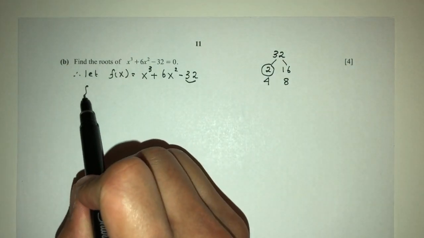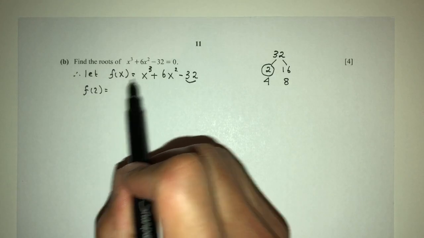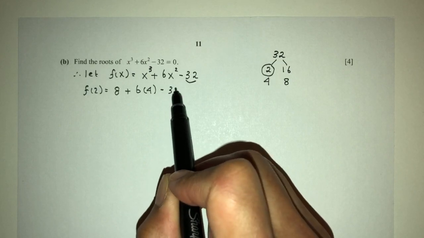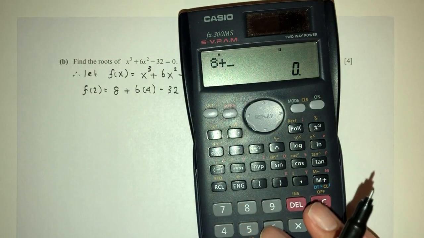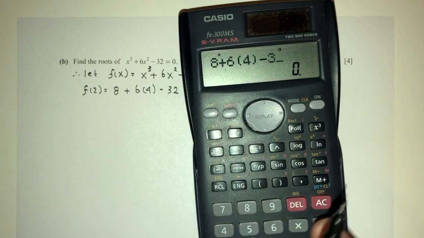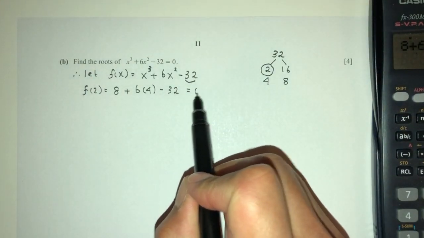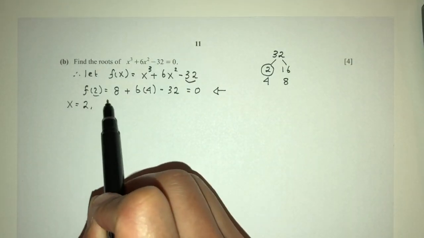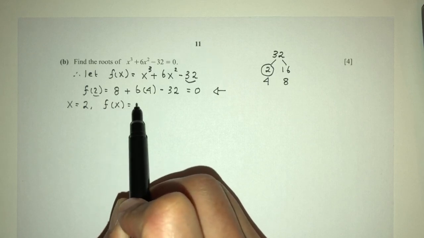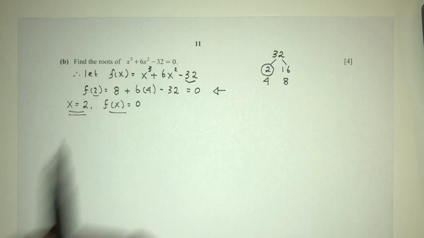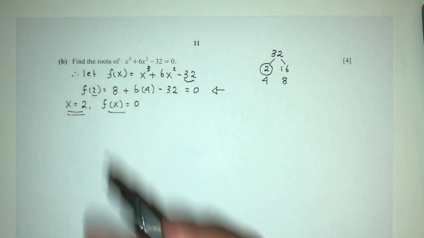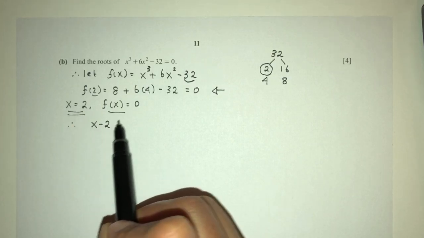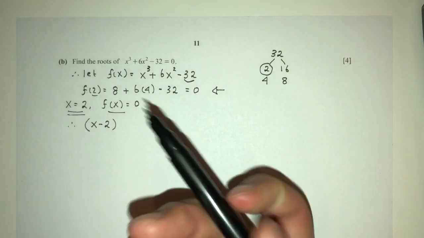Let me try, what is f of 2? That will be 8 plus 6 times 4 minus 32. Let's see what I get. 8 plus 6 times 4 minus 32. Oh, that will be 0, so that is perfect. So I realized that when the value of x is 2, my f of x becomes 0, which means this is a solution for my equation. So if I send 2 over here, x minus 2 is a factor of my equation.